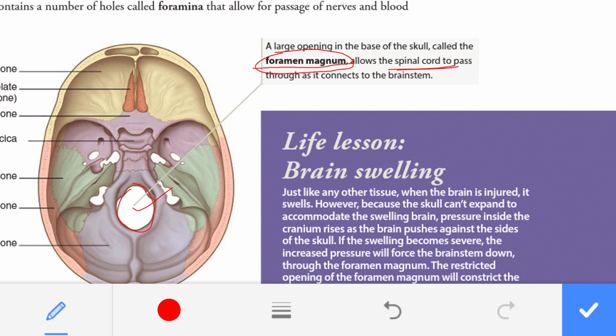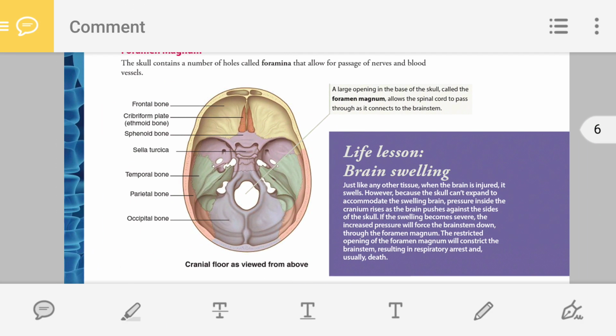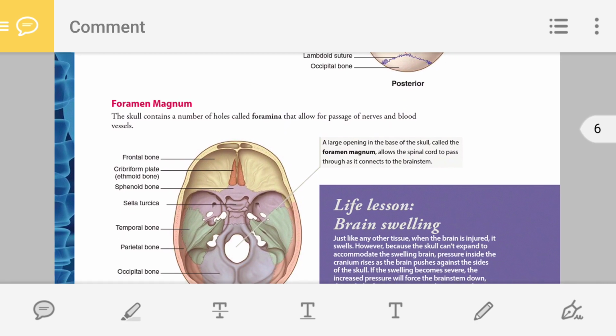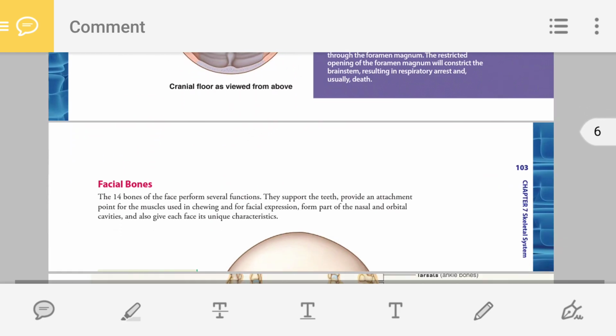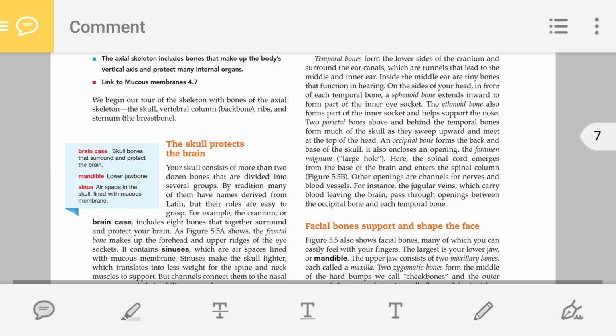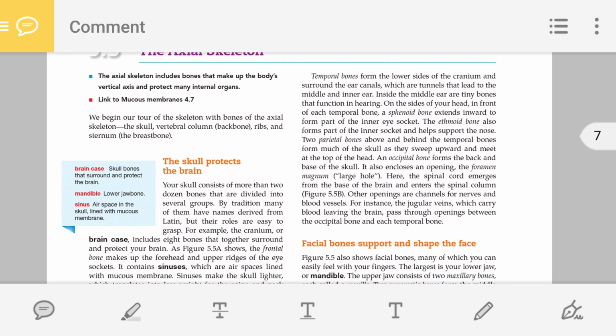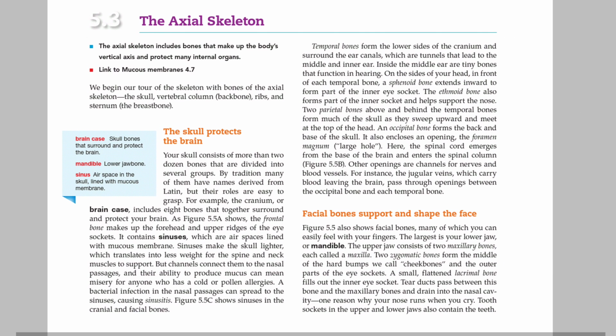And which part of the brain? That is the brain stem. So through this, the spinal cord enters the cranium, or our skull, and joins the brain stem. This information you need to remember, that is about the foramina, that is the foramen magnum. Then for your theory, you can prepare this information. I am showing it to you, you can read this information.